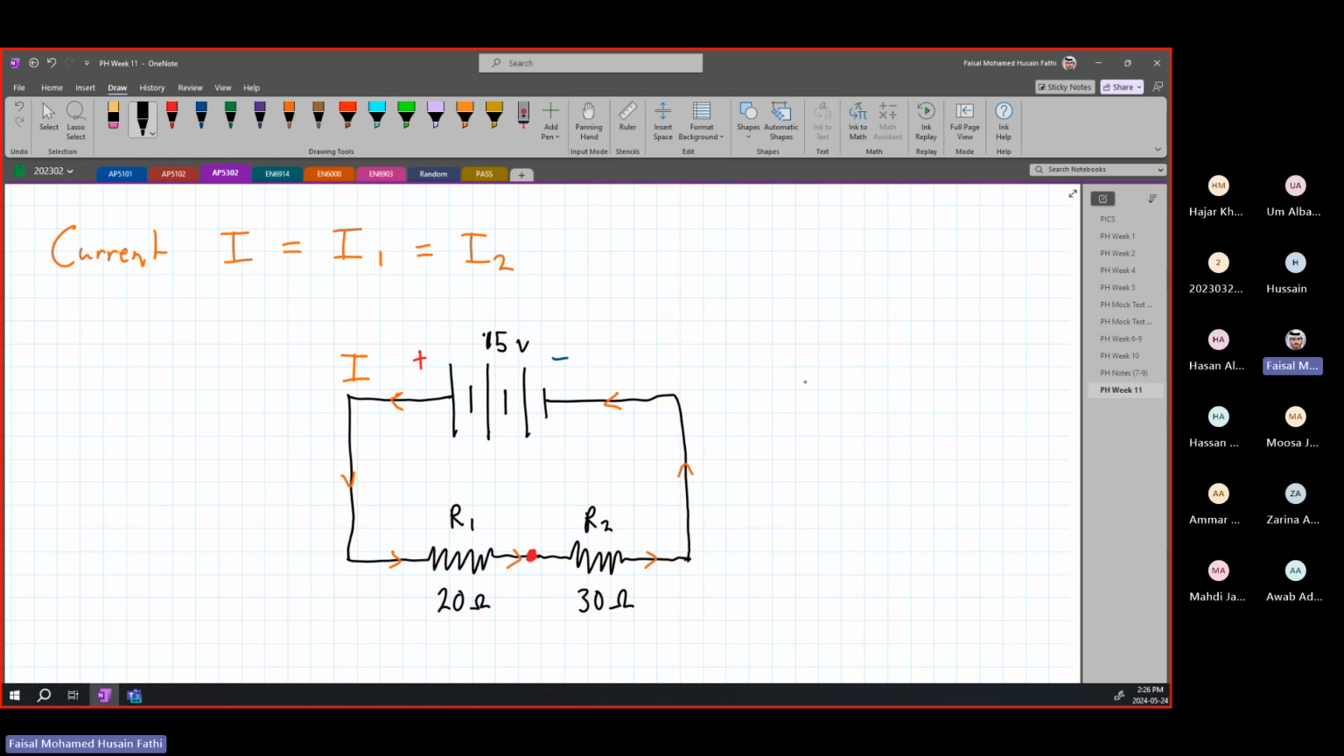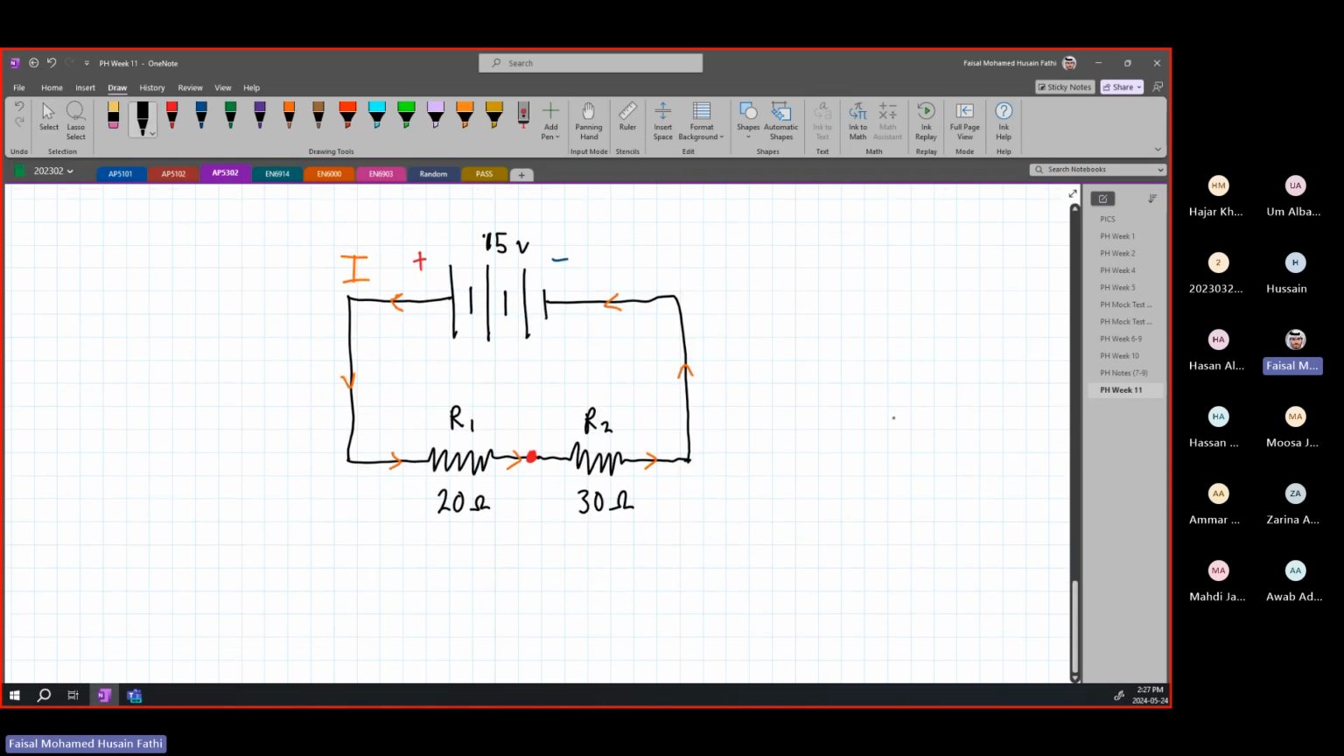However, this voltage is going to be split up across these two resistors in a series connection. That is the idea of voltage. So voltage is going to be split across resistors.